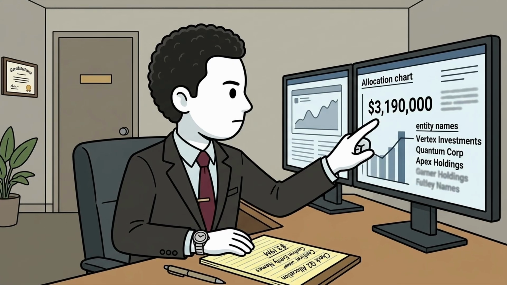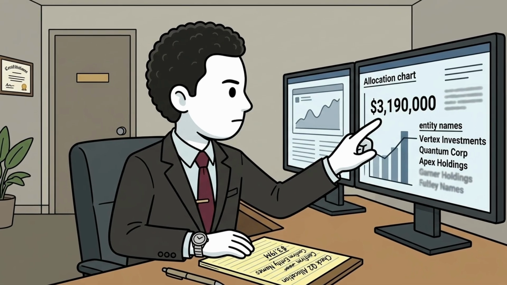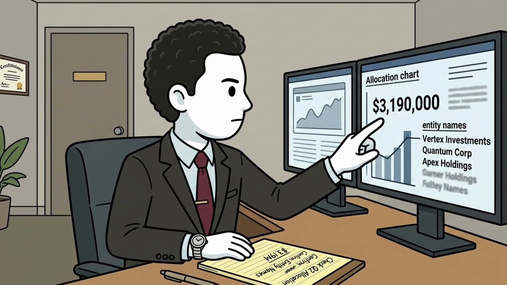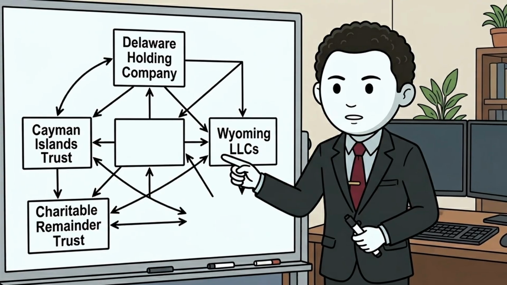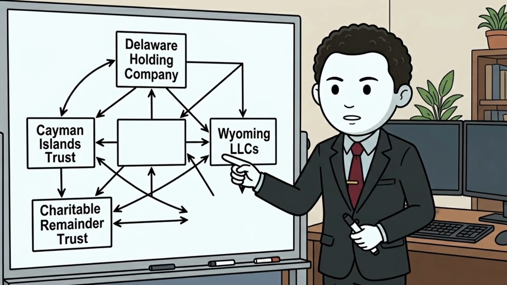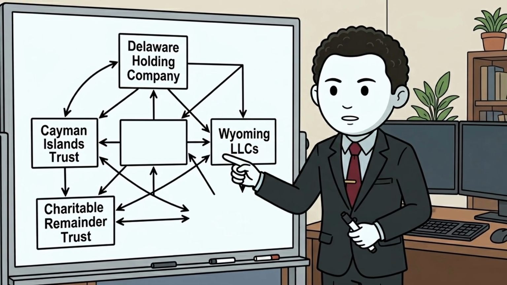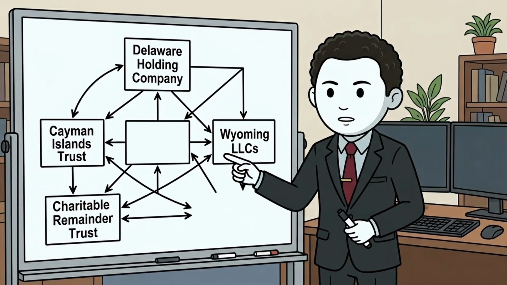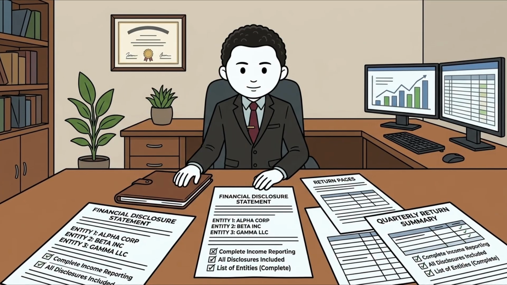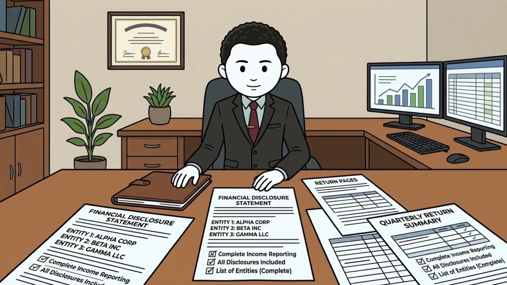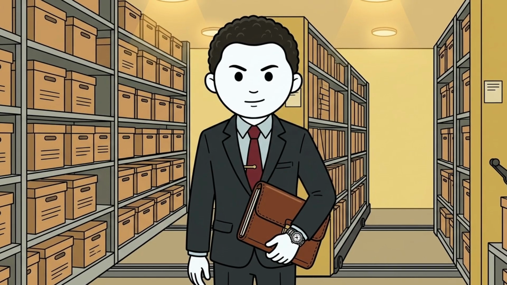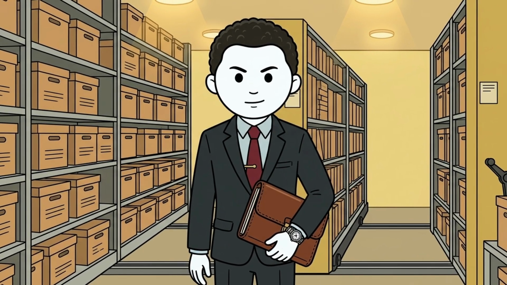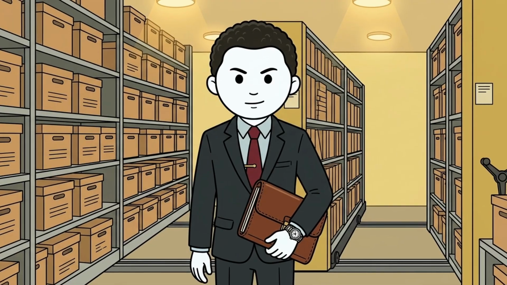The difference, $3,190,000, has been allocated to a series of entities: a Delaware holding company, a Cayman Islands trust, 2 pass-through LLCs registered in Wyoming, and a charitable remainder trust established in 2018. All of this is disclosed. All of it is on the return. It is disclosed in a way that requires approximately 60 hours of analysis to fully understand.